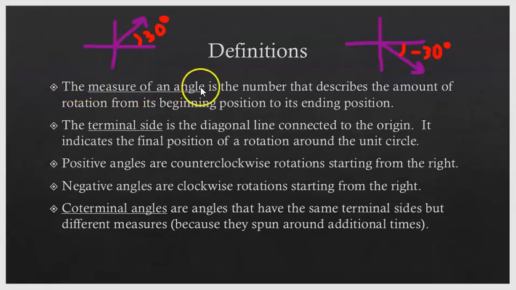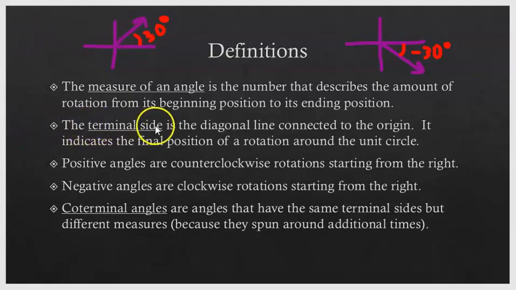When you are given the measure of an angle, they're giving you a number that describes how much you've rotated from a starting position, which goes straight to the right on the x-axis, and an ending position, which in this case is a diagonal line going up and right. So the measurement is this 30 degrees, describing how far apart these two lines are from each other.